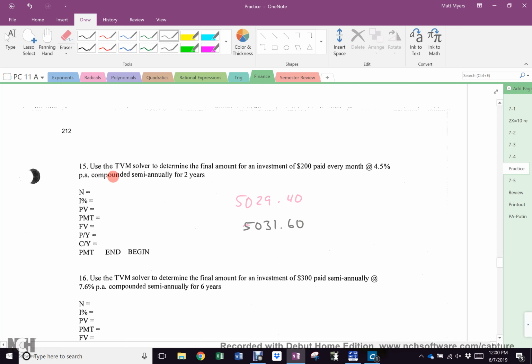Oh, I see. Okay. I have 24 because I'm paying every month for 2 years. All right. My interest rate is 4.5. My present value is 0. My payment is negative 200. My future value is I don't know. My payments per year are 12, and I'm compounded twice. And I'm at the beginning.